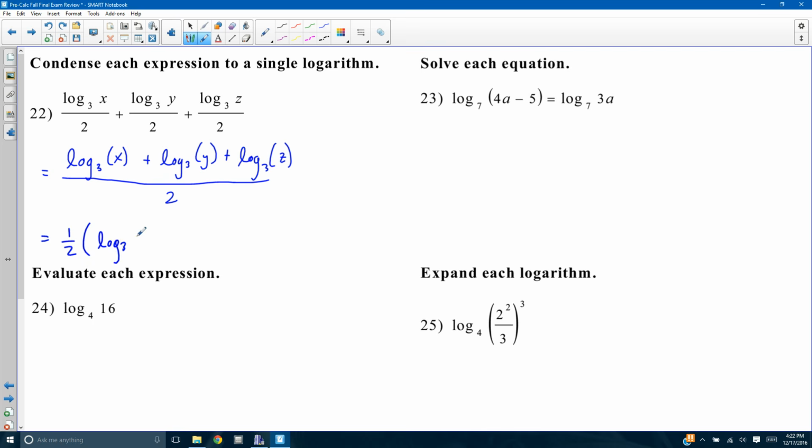Okay, this is one way to go about it. Another way to go about it is to apply the 1/2 into each individual thing at the same time. But I'm just going to go ahead and use this one here.